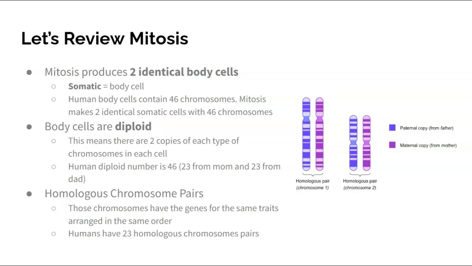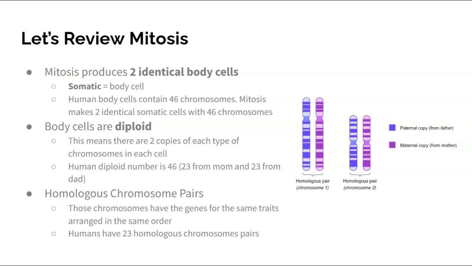So to start, we're going to review mitosis. And you might be wondering why we're doing this, but it'll all make sense, so just stay with me. So, to start off with, mitosis produces identical body cells. So when mitosis happens, you divide a cell into two identical body cells. And those body cells are called somatic cells. Somatic just is the fancy scientific word for body cells.